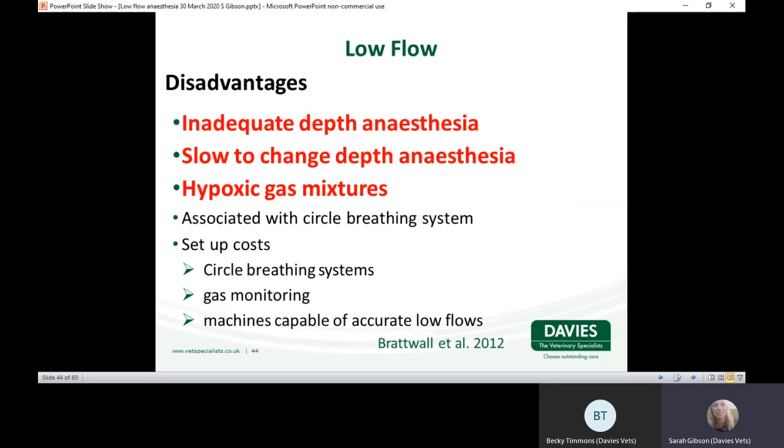Also, as we're delivering less anaesthetic gas than we think, it can be more challenging to keep the patients under a stable plane of anaesthesia, and when we need to change the depth of anaesthesia, this can take more time. So it's a matter of learning how to use the breathing systems, and these things can be overcome.